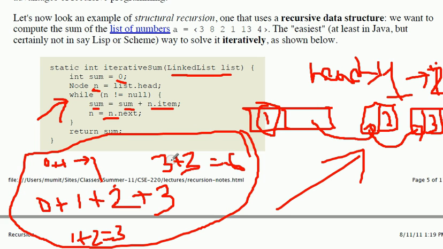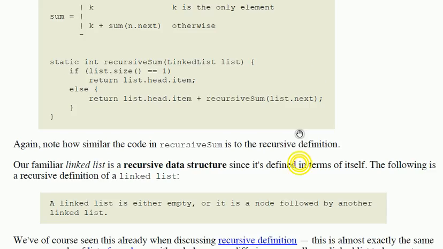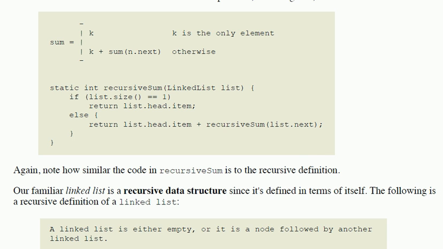Now, how do we get this done with recursion? Let's see. Oh, over here. So if list.size is equal to 1, dot size is a method which gives you the size. So if the size reaches 1, return list.head.item. So let me draw those again. Head 1, 2.